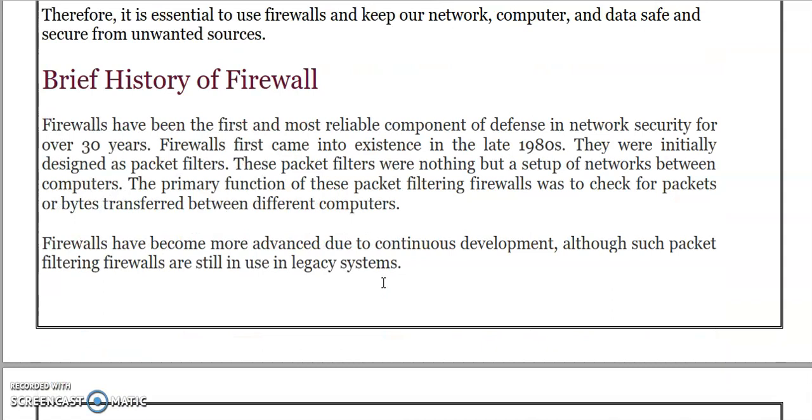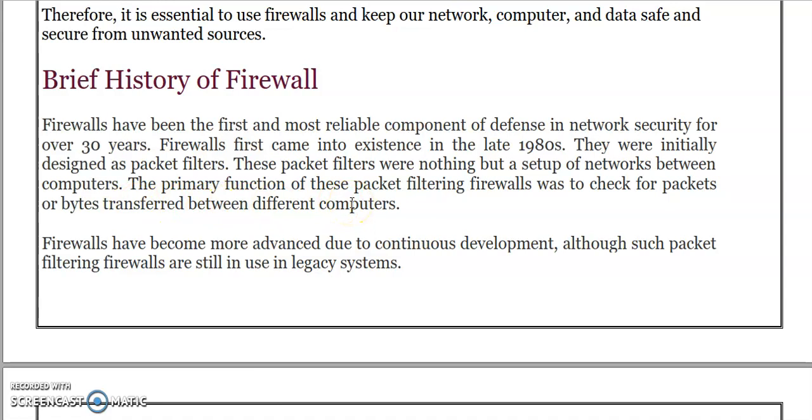Then we have a brief history of the firewall, how it came into existence. The firewall has been the first and the most reliable component of defense in network security for over 30 years. Firewalls first came into existence in the late 1980s. They were initially designed as packet filters. These packet filters were a setup between computers. The primary function of a packet filter firewall was to check packets or byte transfer between the different computers.